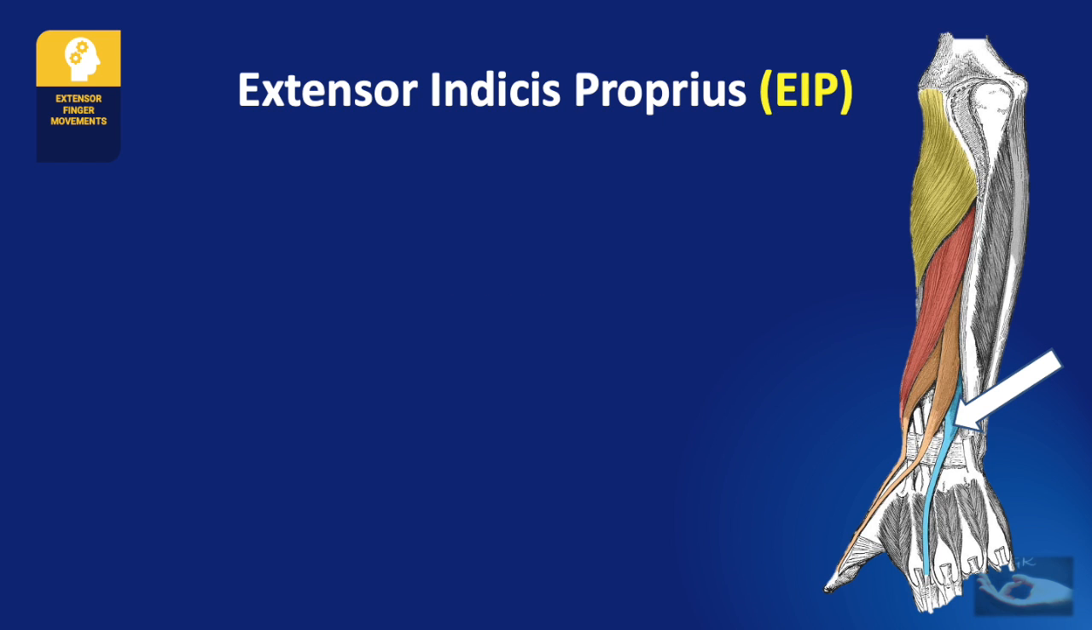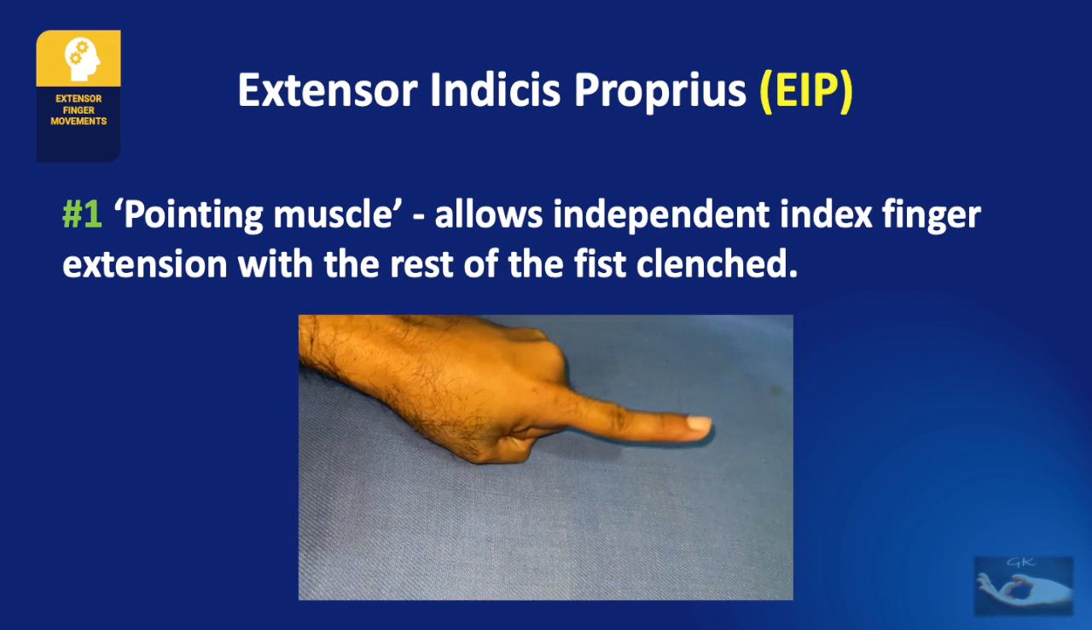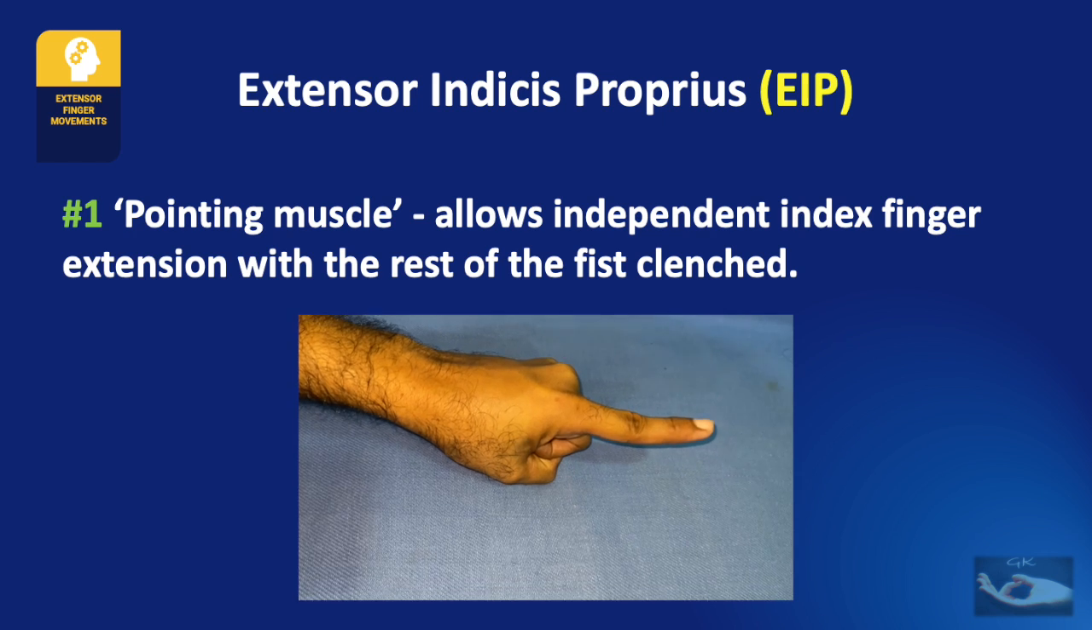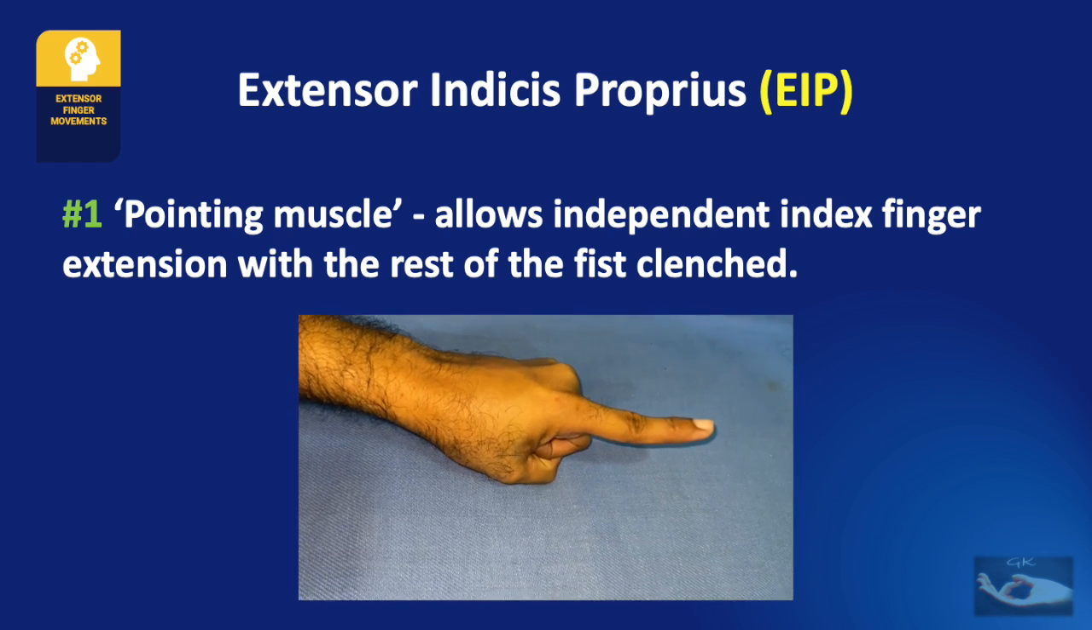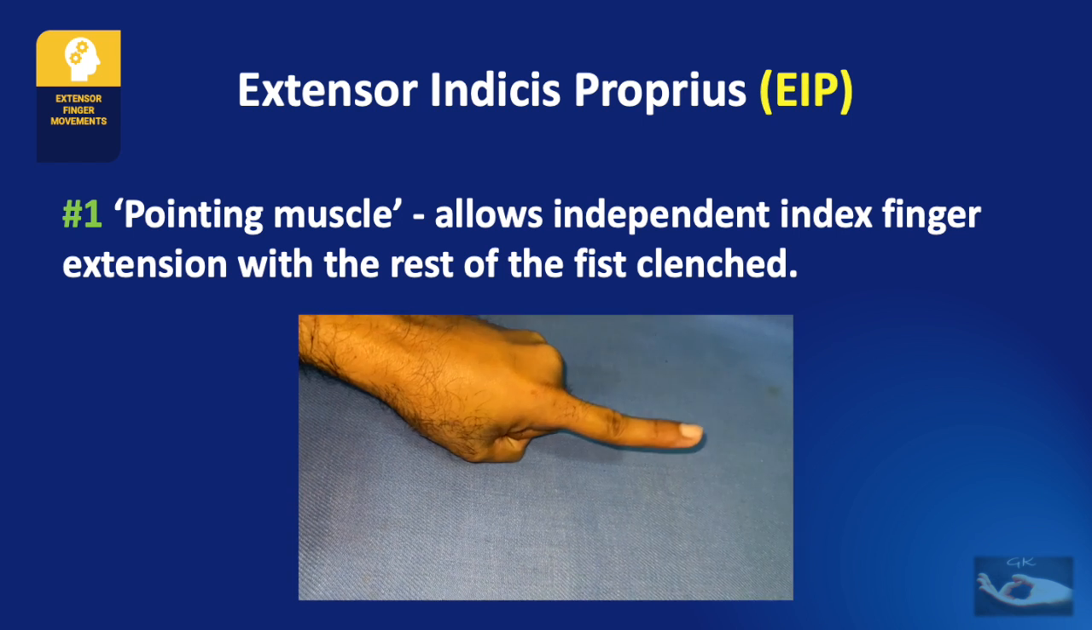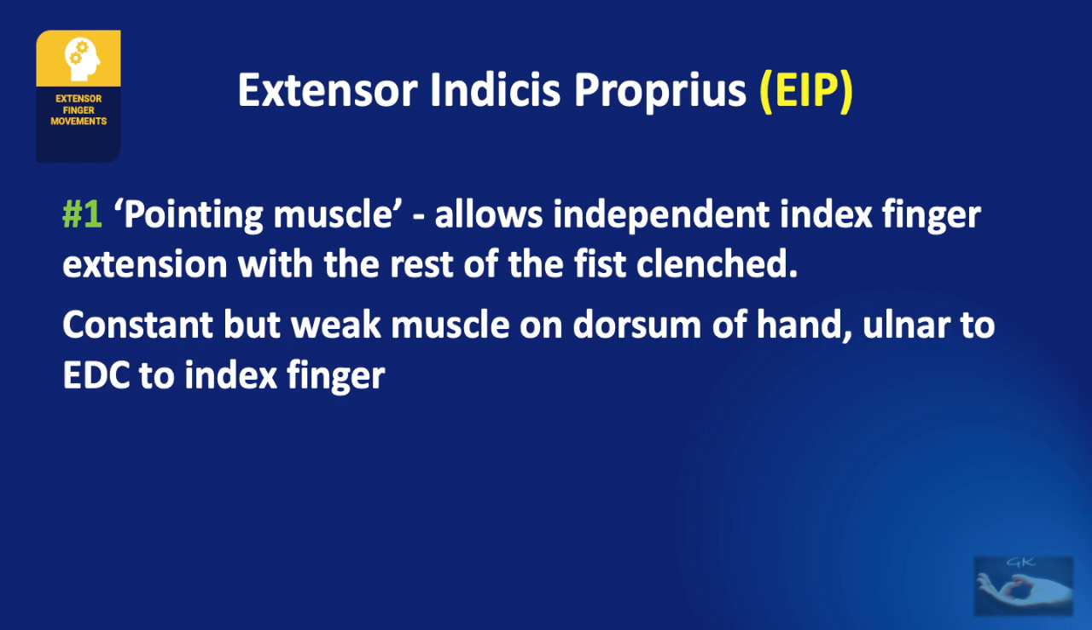The extensor indicis proprius is a deep muscle and the tendon travels on the ulnar side of the tendon of the EDC to the index finger on the dorsum of the hand. The first characteristic feature of the EIP is that it is sometimes known as a pointing muscle, as it allows independent index finger extension with the rest of the fist clenched. This muscle is a constant muscle but pretty weak.